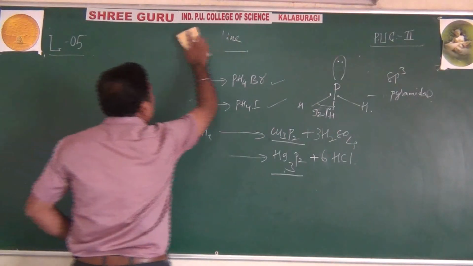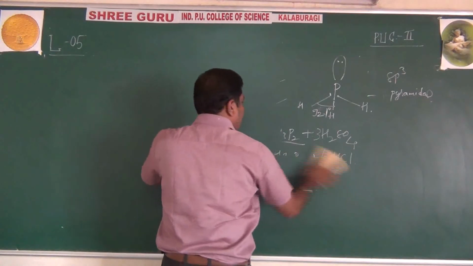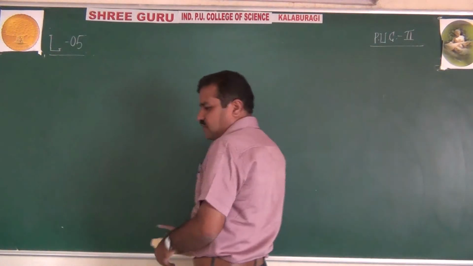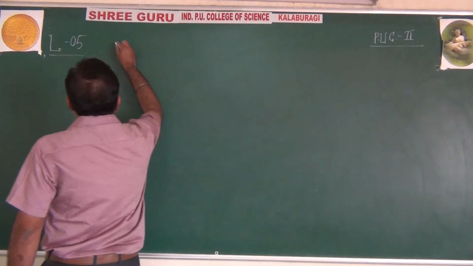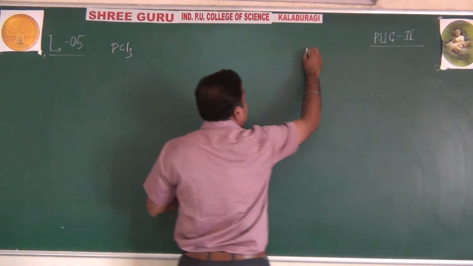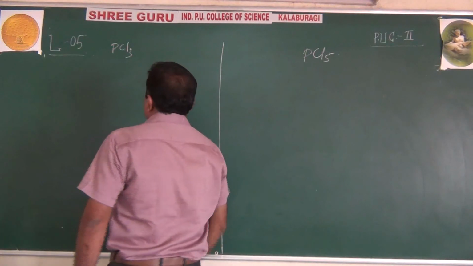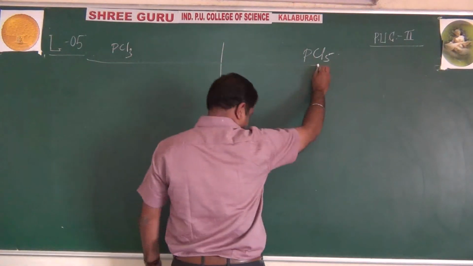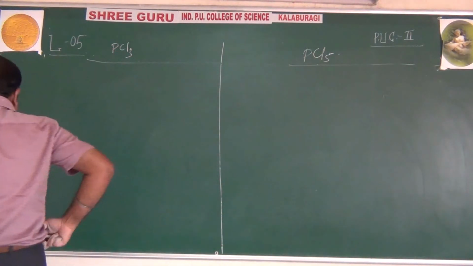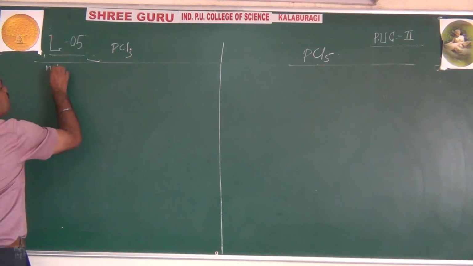Next, other compounds of phosphorus, that is phosphorus trichloride, PCl3, and phosphorus pentachloride, PCl5. We'll try to complete both because they have common factors. Let us compare the general methods of preparation, and even the chemical and physical properties, so they are easy to remember. See here, method of preparation.